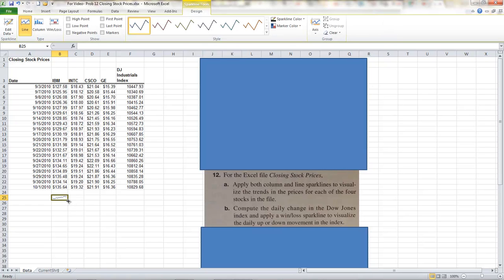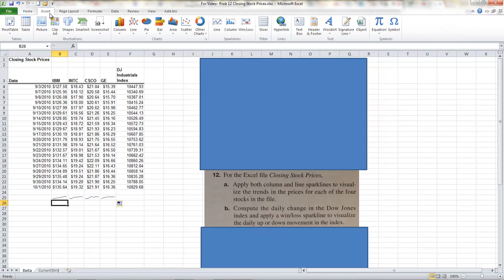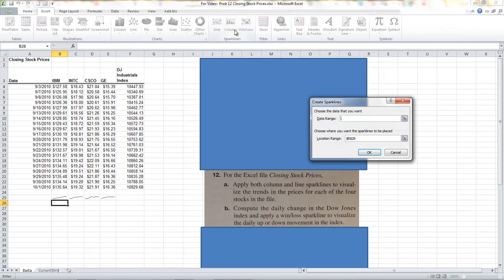So what we can do now is just drag that over. It operates like a function or other data in there. You can see if you look closely, they are different. We're going to clean that up in just a second here. But first we're going to put in the column spark line. So we'll go back underneath the IBM column, and we'll insert a column spark line. Again, we'll grab the range that we want.